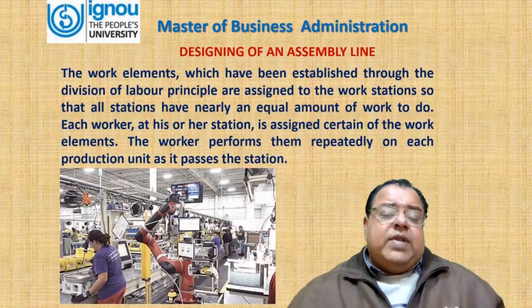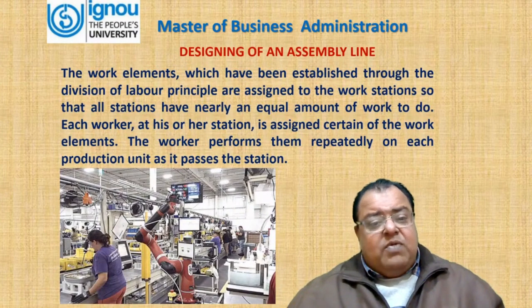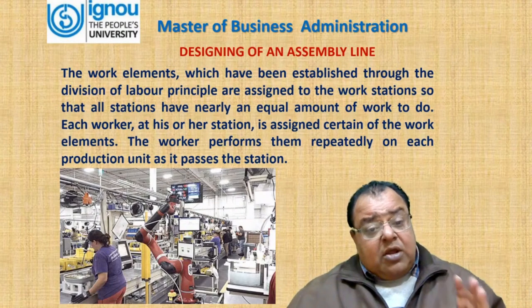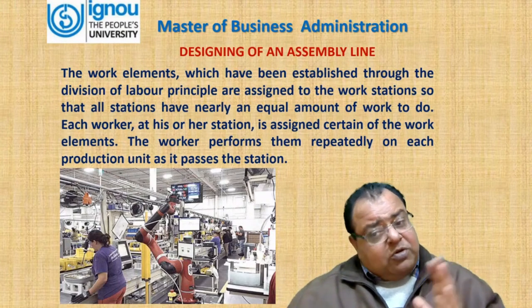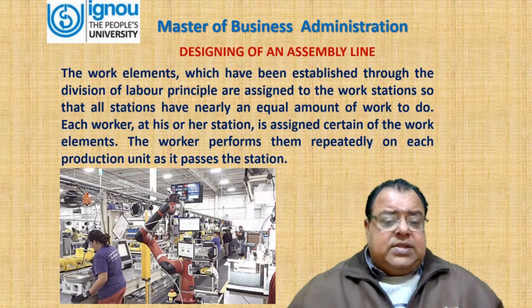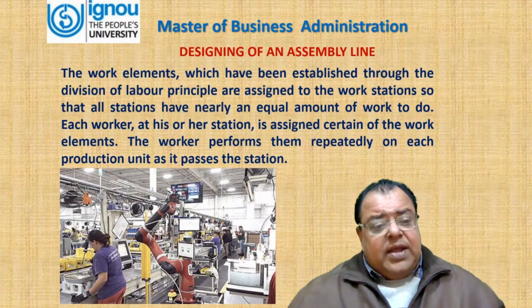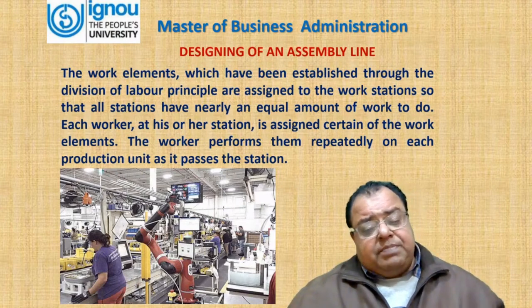How the designing of an assembly line is done. The work elements which have to be established through the division of labor principle are assigned to work stations so that all stations have nearly an equal amount of work to do. Each worker at his or her station is assigned certain of the work elements. The worker performs them repeatedly on each production unit as it passes the station.